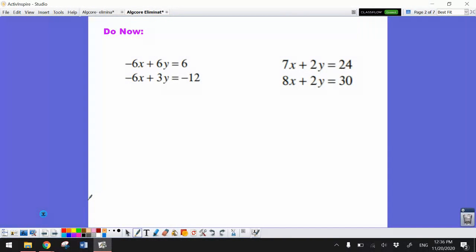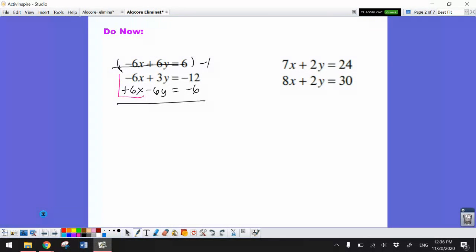All right, let's see how you did. So I see that I have a 6 and a 3, and I see I have a -6 and a -6. So I'm going to multiply the top line by a -1. So negative times negative, that's going to give me a positive. So negative times a positive, there's a -6y, and I have a -6. So again, this one is going to kind of go away. So I don't get myself confused, I'm going to go ahead and cross it out.